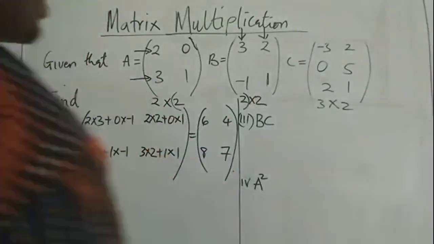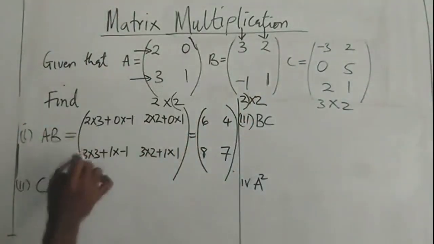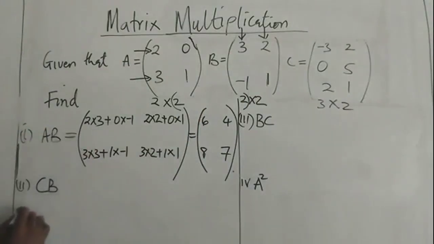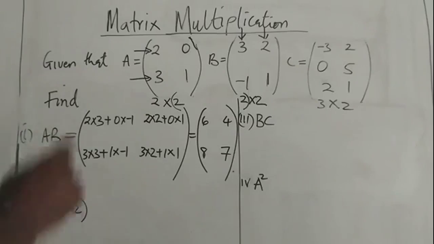Is 2. That is, the order of C is 3 by 2, while the order of matrix B is 2 by 2. Now, look at the middle numbers. They are the same. The two middle numbers are the same. And because they are the same, the multiplication can go on. Let's multiply.